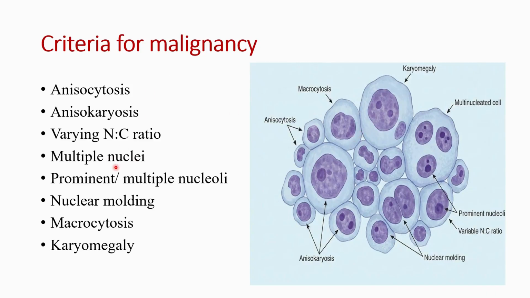And presence of multiple nuclei, here you can see multiple nuclei in a single cell. Usually cells have only a single nucleus. Then prominent or multiple nucleoli indicate the cells are actively dividing. You can see the nucleoli present are prominent and most of the cells have multiple nucleoli. And there is nuclear molding. Macrocytosis means abnormally large cells and abnormally large nucleus.